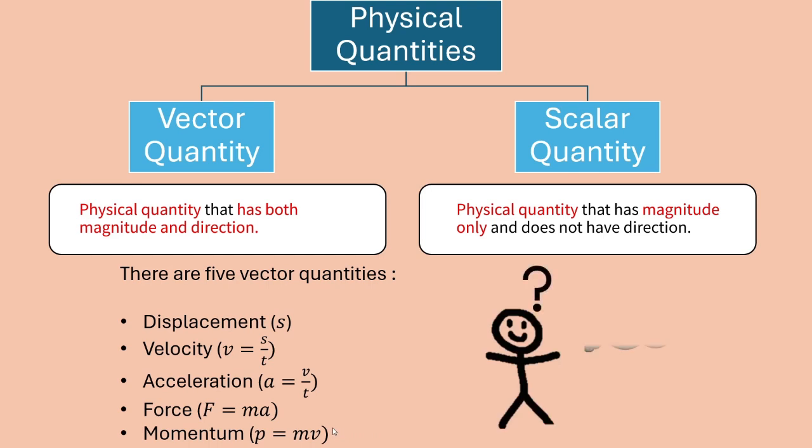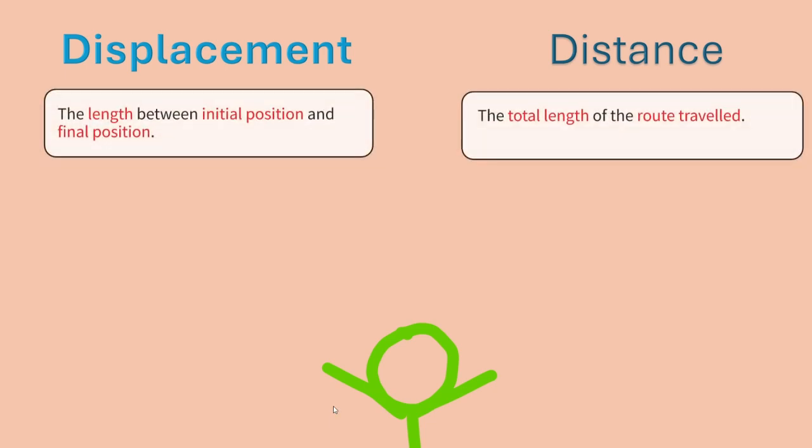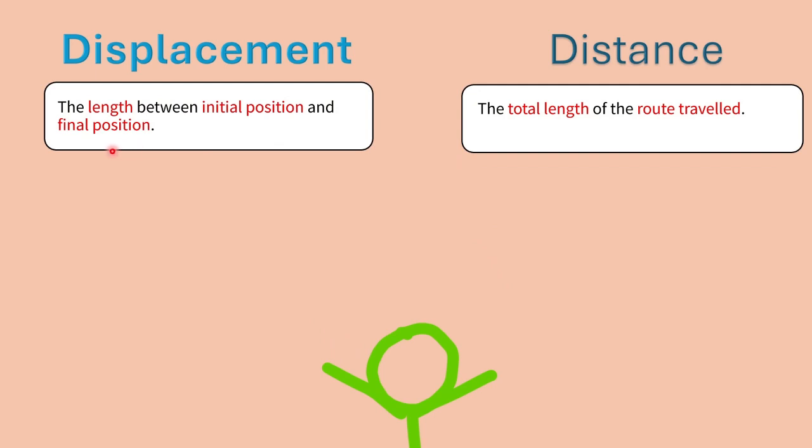You may be wondering, what does this mean? Well, let me answer you with a simple and straightforward showing of what these two actually mean, the displacement and distance. They both are representations of length, but displacement is the length between the initial position and final position, whereas distance is the total length of the route traveled.